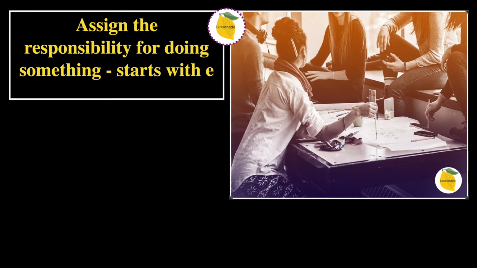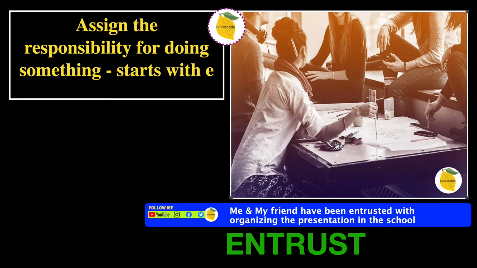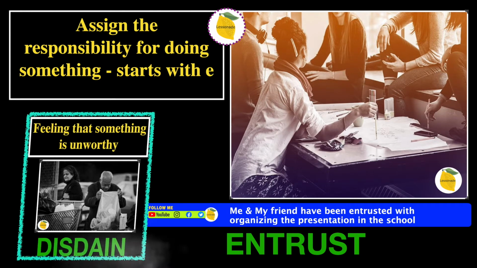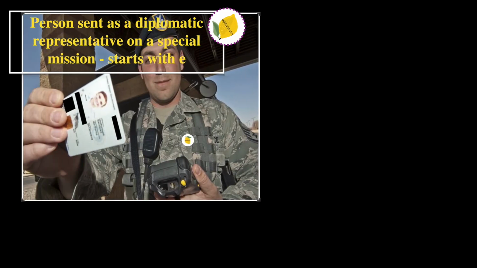Assign the responsibility for doing something starts with E. In this picture, we can see people planning out as they have been assigned with the responsibility and they're doing something. So the word is going to be entrust. And the sentence for this word is, me and my friends have been entrusted with organizing the presentation in the school. Now let's recall the previous slide. And the previous slide is disdain. Let's go on to the next one.